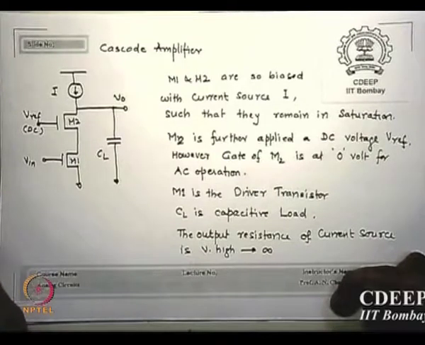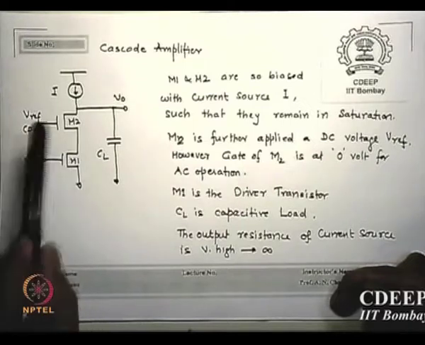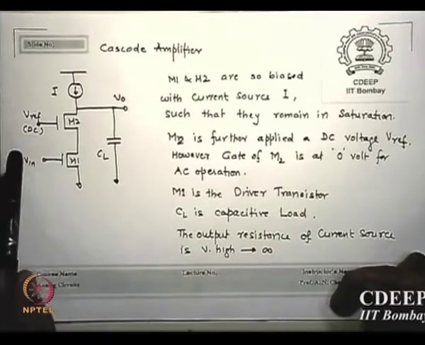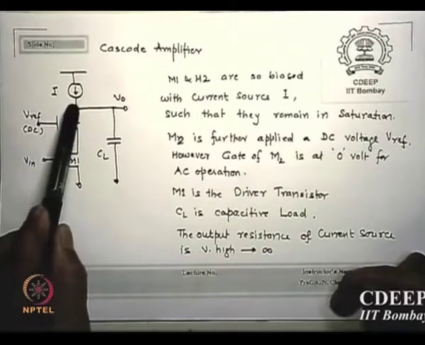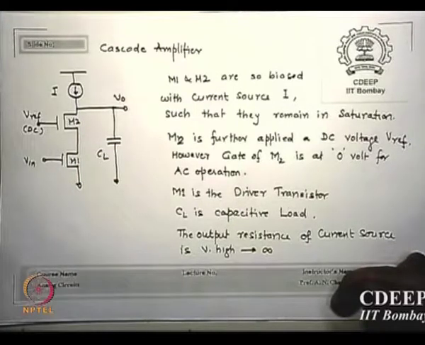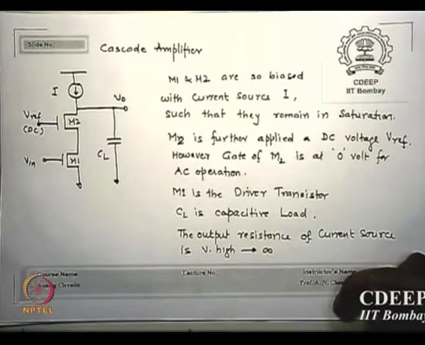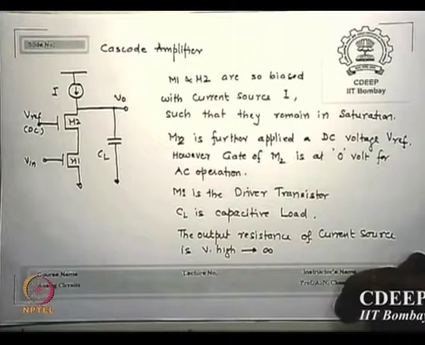We have already done common source, common gate, common drain. So now I say this is a common source amplifier over which we are sitting a common gate amplifier, and it is biased by a constant current source I. I told you the other day, there are different ways of biasing circuits. One is by resistance network, the other of course is by active load like diode connected loads or current sources as shown here. They can also be taken from current mirrors.